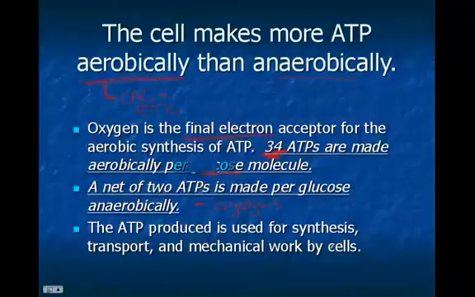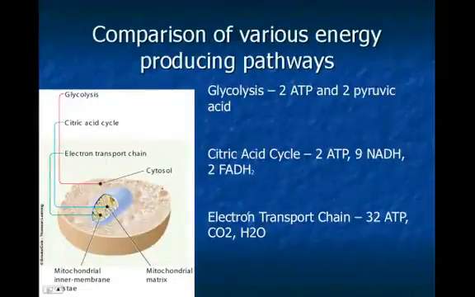Remember, this ATP that's produced is going to be used to make things in the cell. It's going to be used to transport things in the cell and to do mechanical work for the cell. So let me summarize. I'm going to give you a nice little summary pathway of what would happen in terms of energy production.